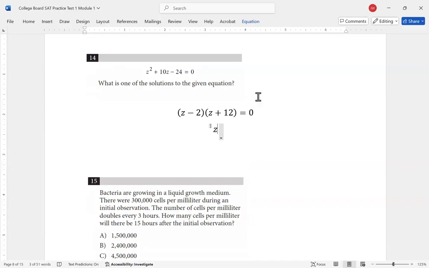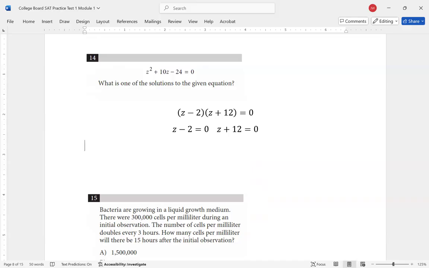The zero factor property states that we can set each one of those components equal to 0. And so this equation has two answers, one of which is z equals 2, and the other is z equals negative 12. So 2 and negative 12 are the two options for solutions to this equation. And 14 just asks, what is one of the solutions? So you can either write the number 2, or you could have written the number negative 12, and that would be a correct answer for 14.